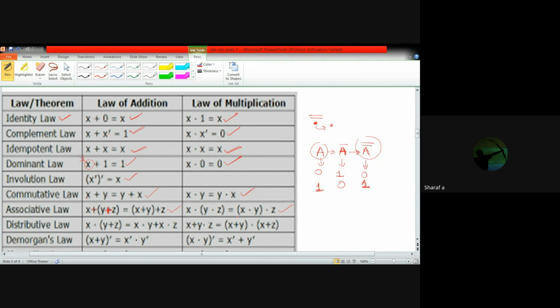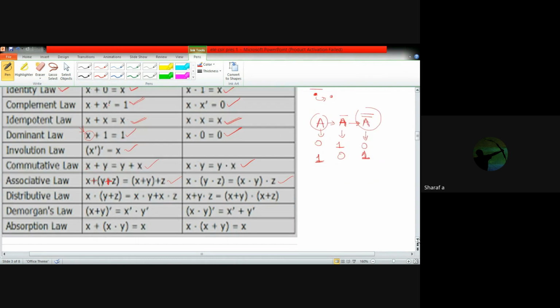Now the next one is the distributive law. In the case of the distributive law, x dot (y plus z). This is just taking the expansion of the bracket. The first operation is y plus z here, but you can expand this bracket in such a way that x dot y plus x dot z, because x is multiplied with both y and z.